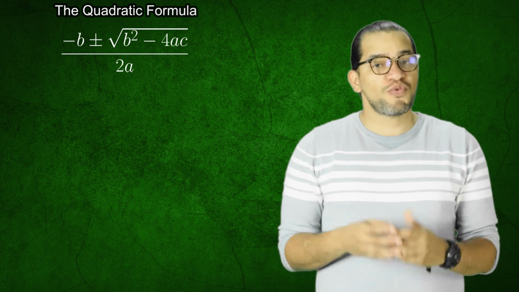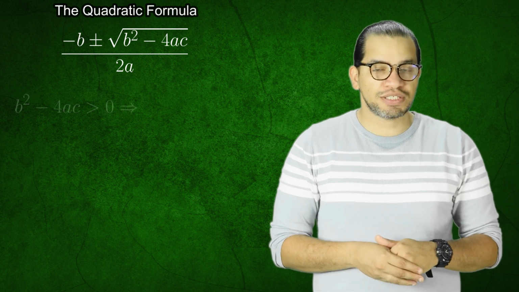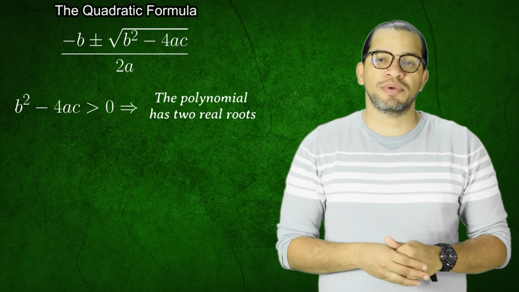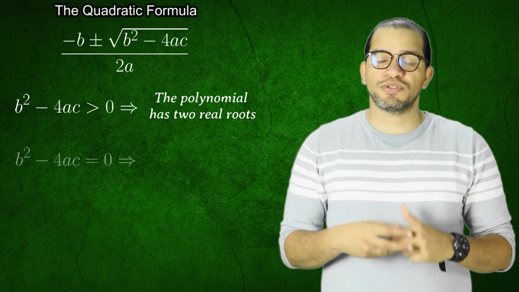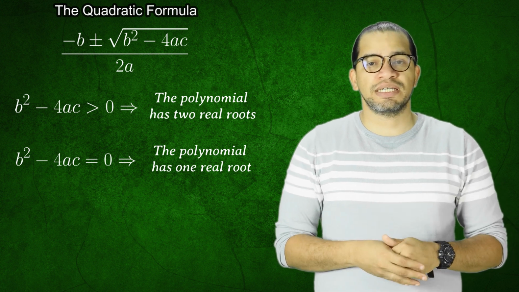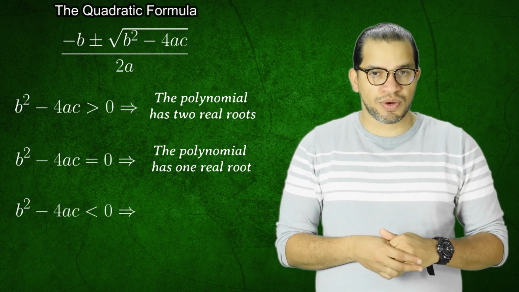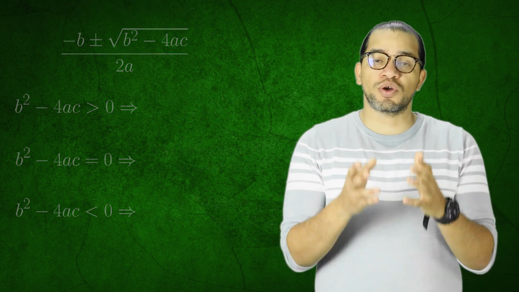For quadratic functions, we can use the quadratic formula for finding the roots of such polynomials. If the expression b squared minus 4ac is greater than 0, then such a polynomial is going to have two real roots. But if it is equal to 0, then we are going to obtain one root with multiplicity 2. But if such expression is less than 0, then the polynomial has complex roots. And we're going to see about that in the next lesson.